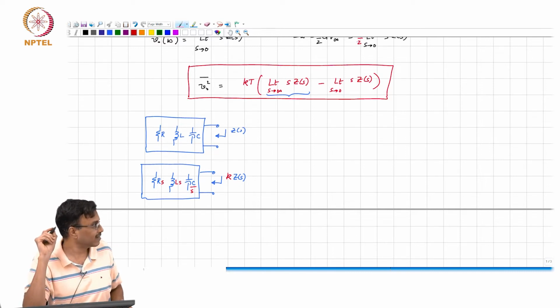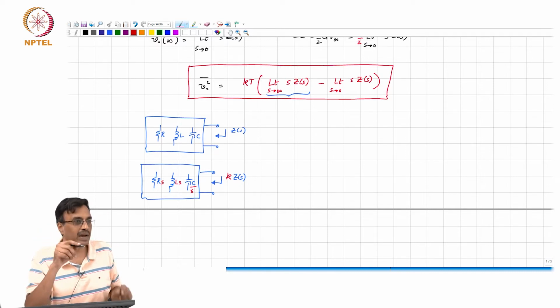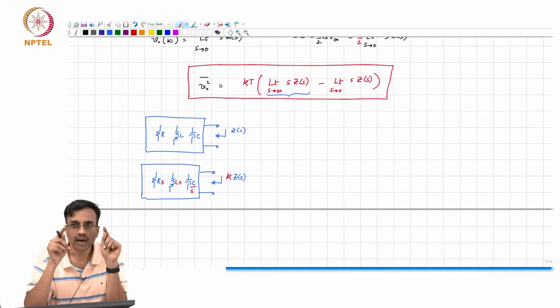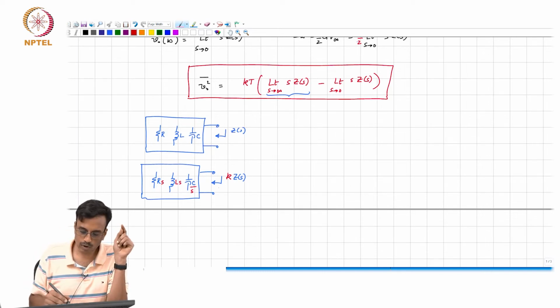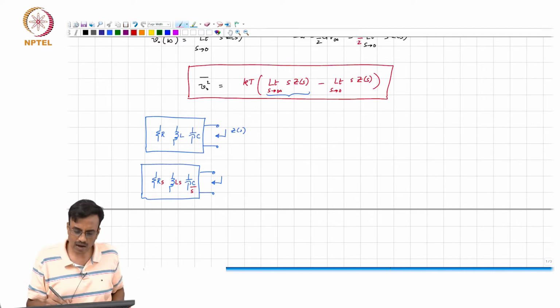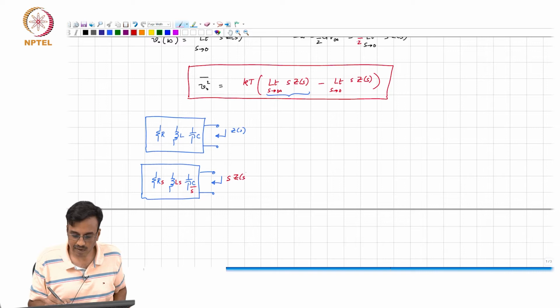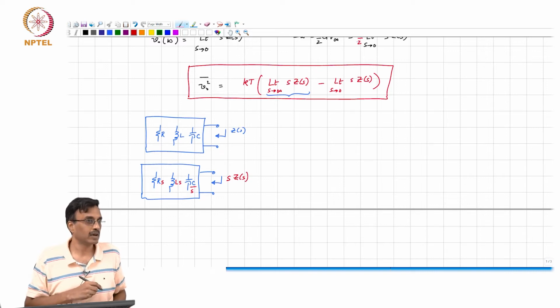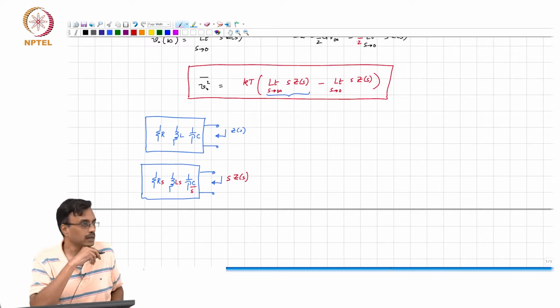I multiply every impedance by the complex number s. What comment can we make about the looking-in impedance? It will simply be s times Z of s. Does it make sense, people? Right?